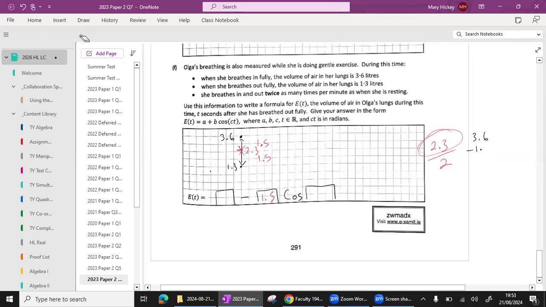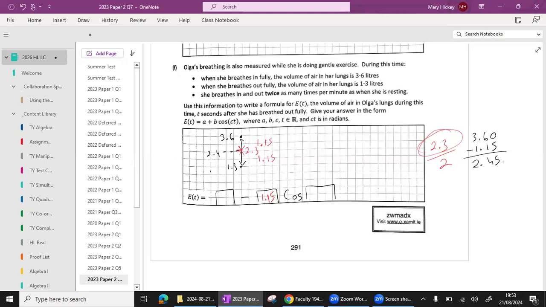Yeah, there was something with those figures. So sorry, 1.15 and 1.15. Okay, back on track. So I'm taking away from 3.6, I'm taking away 1.15. Okay, so let's take that away. 3.6 minus 1.15. So that's giving me 2.45. So 2.45 should be my midway line.